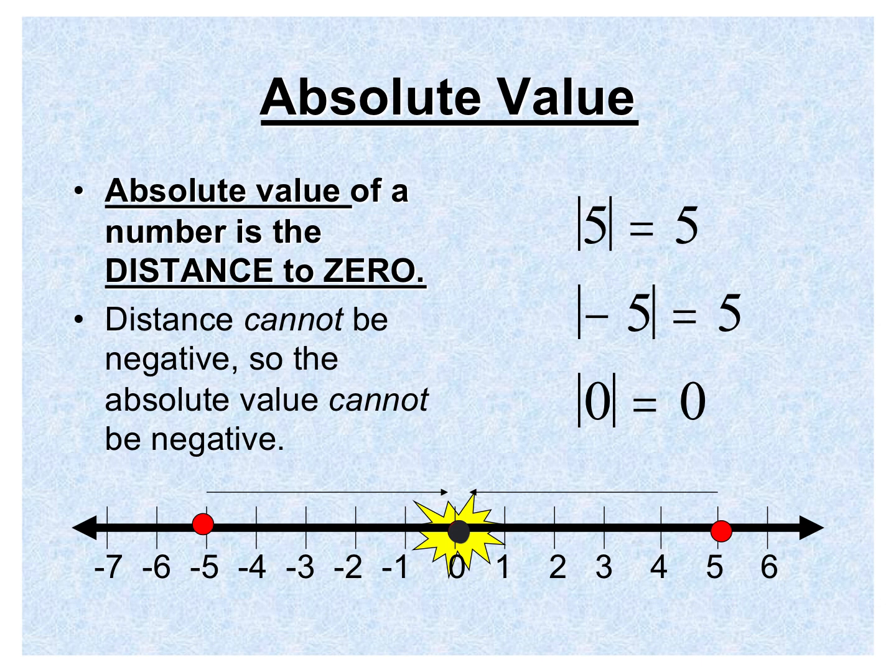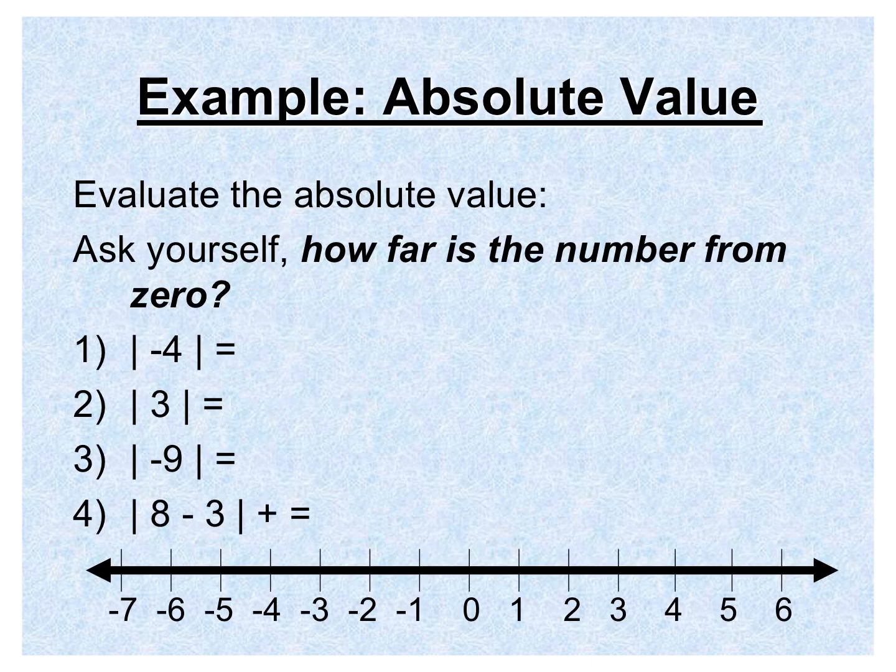All right, so our example here, like I said, is going to be 5. Absolute value of 5 is just 5, because 5 is 5 units from 0. And then -5, the absolute value of -5 is +5, because you're 5 units from 0. And then the absolute value of 0 is always 0. And then here's a couple examples.